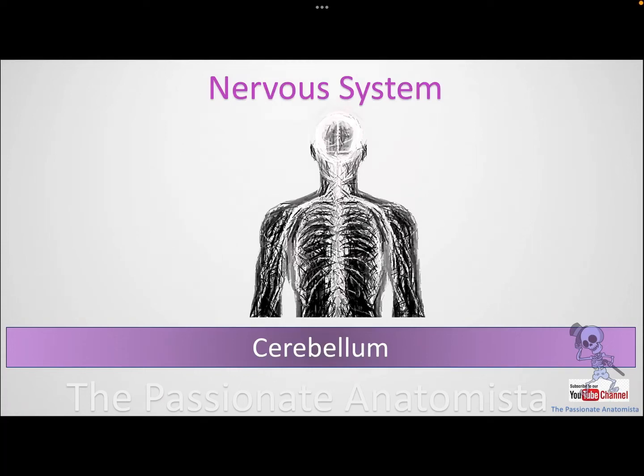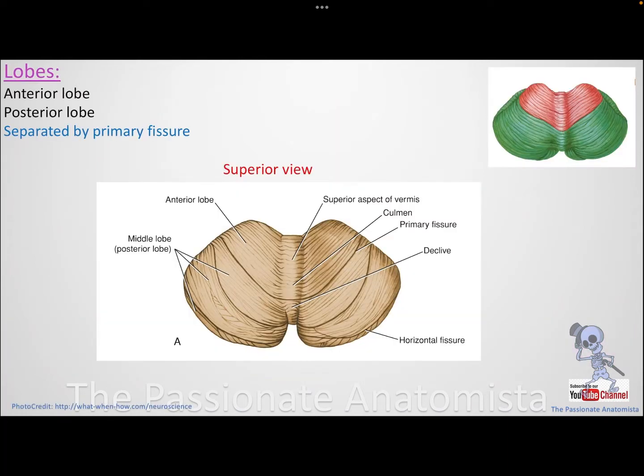Hi guys, in this video we're gonna talk about the neuroanatomy of the cerebellum. So the cerebellum is part of your hindbrain that is located in the posterior cranial fossa. The cerebellum is actually formed of elevations like the gyri, but here we call them folia, and the fissures are basically between them.